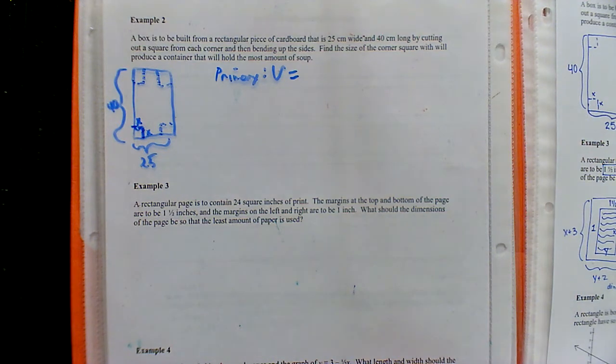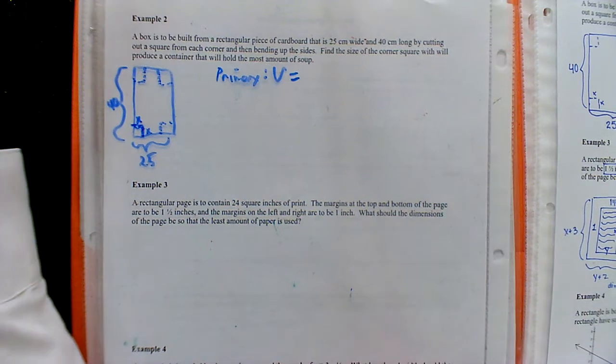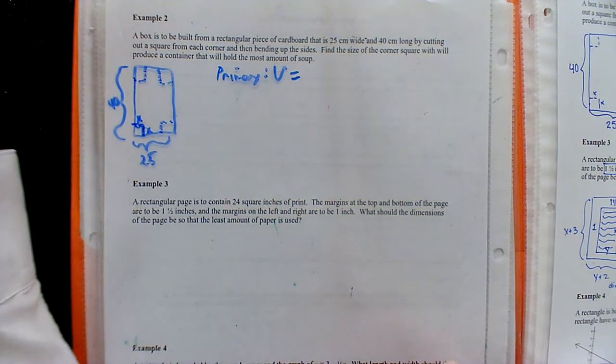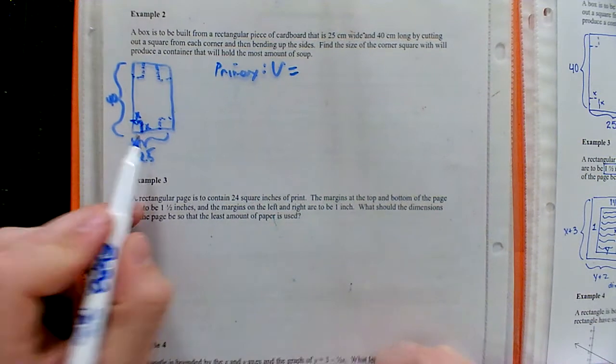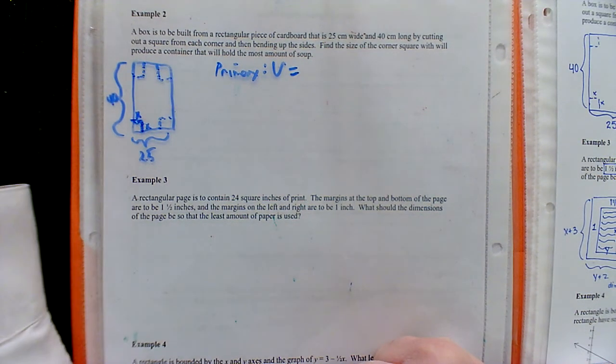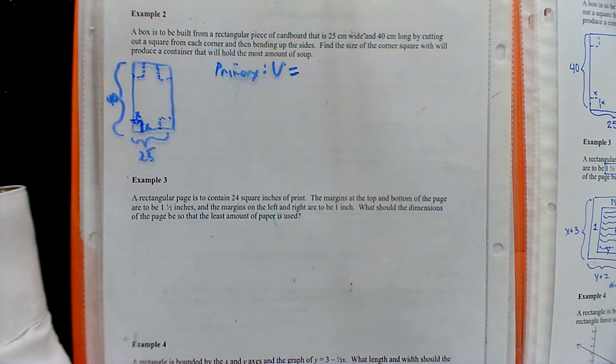Okay, so now let's try to create our volume formula. So think about volume. We're going to fold this up. The sides are going to be folded up. So what is going to be our base? What's going to be our height to find the volume of this box? Again, volume, length times width times height.